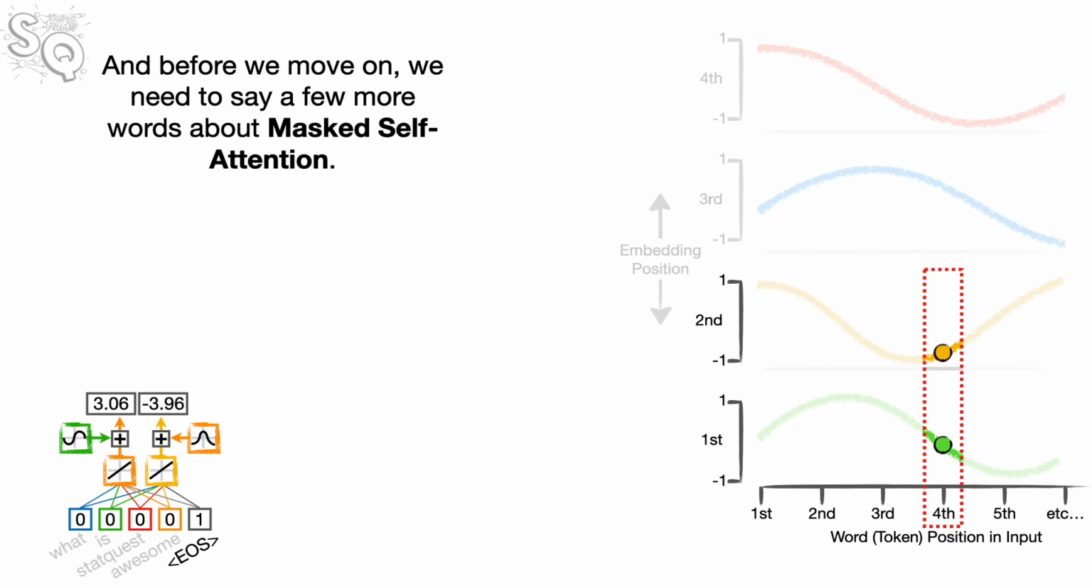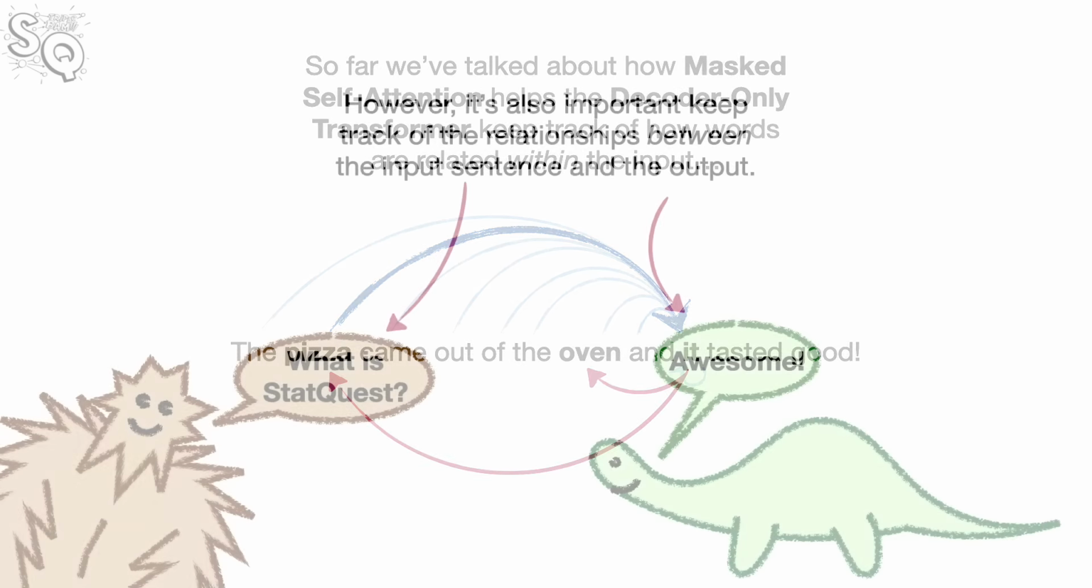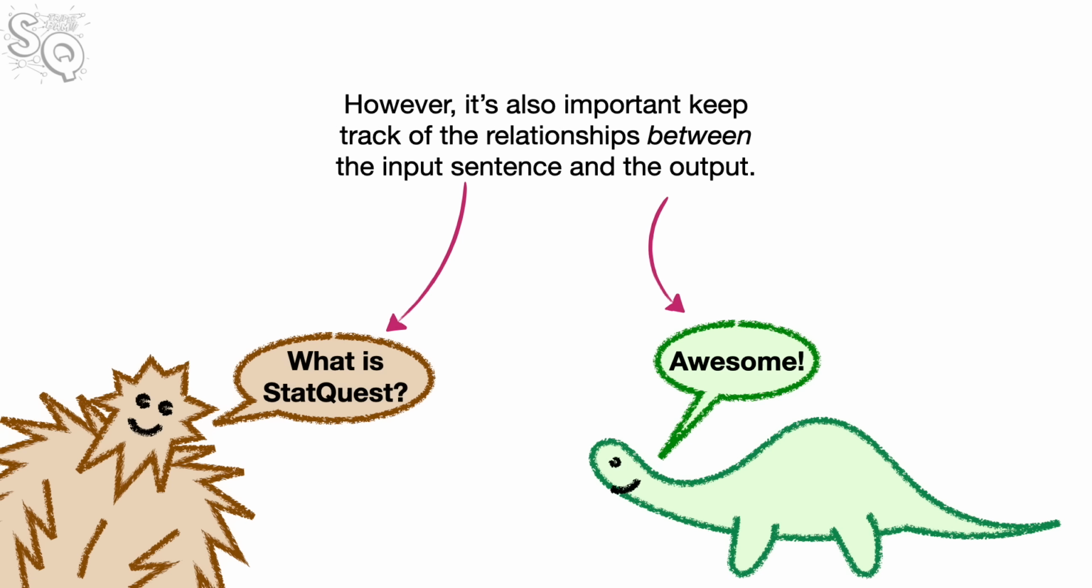And before we move on, we need to say a few more words about masked self-attention. So far, we've talked about how masked self-attention helps the decoder-only transformer keep track of how words are related within the input. However, it's also important to keep track of the relationships between the input sentence and the output.